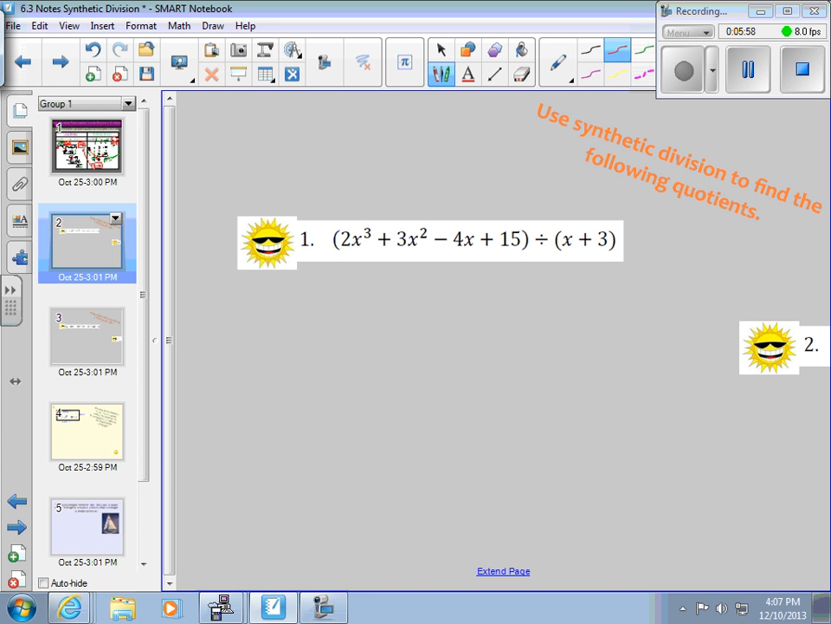All right, let's try example 1. So first step again, you want to take what you're dividing by, x plus 3 in this problem, set it equal to 0 and see what you get.